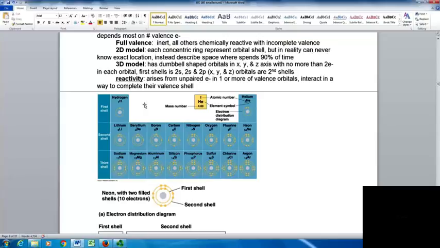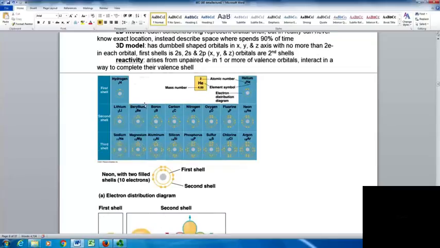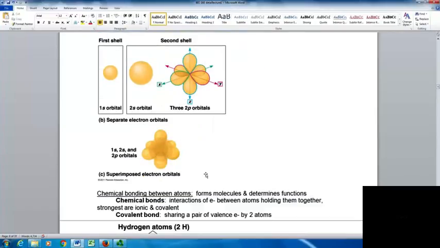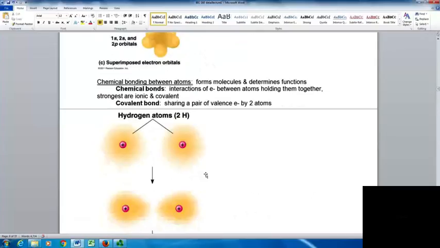So your reactivity arises from an unpaired electron in one or more of the valence orbitals, and they interact in a way to try and complete their valence shell. So this is your two-dimensional model here. Just below, you can see here is your three-dimensional model looking at these different orbitals in the x, y, and z axis. So when we look at chemical bonding, what we're looking at is the bonds that are going to form between molecules, and this will determine their function.